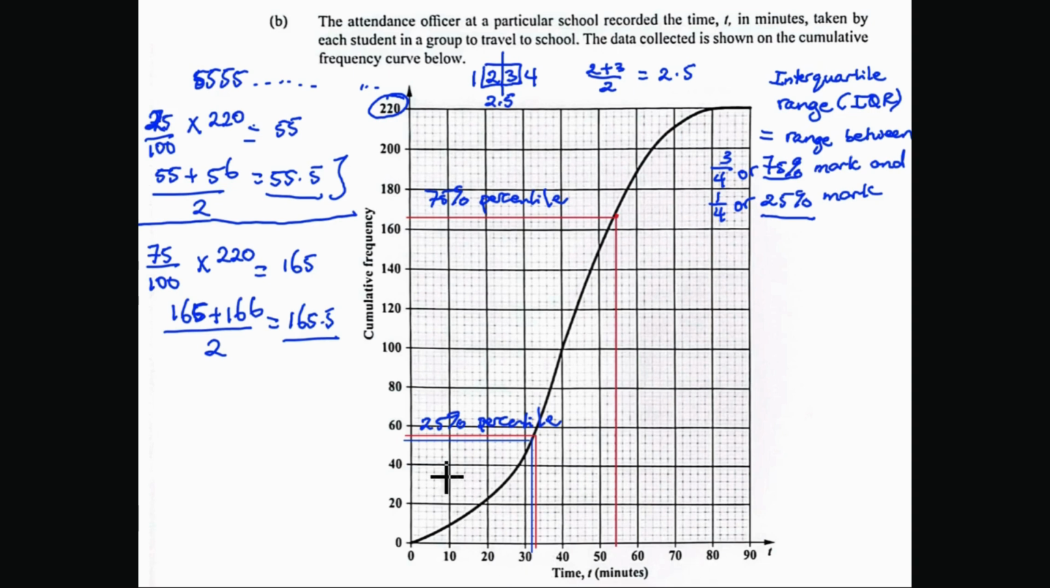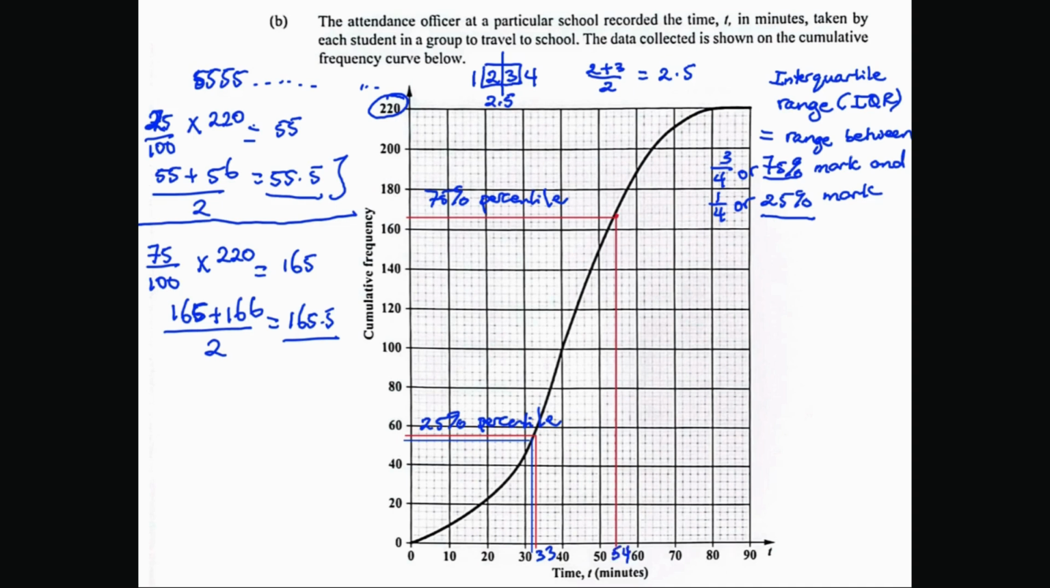The time it corresponds to on the x-axis is what we're trying to find. If you follow this, the 25th percentile corresponds to the number 33 at the bottom. And this one, if we follow it all the way across and down, corresponds to the number 54.